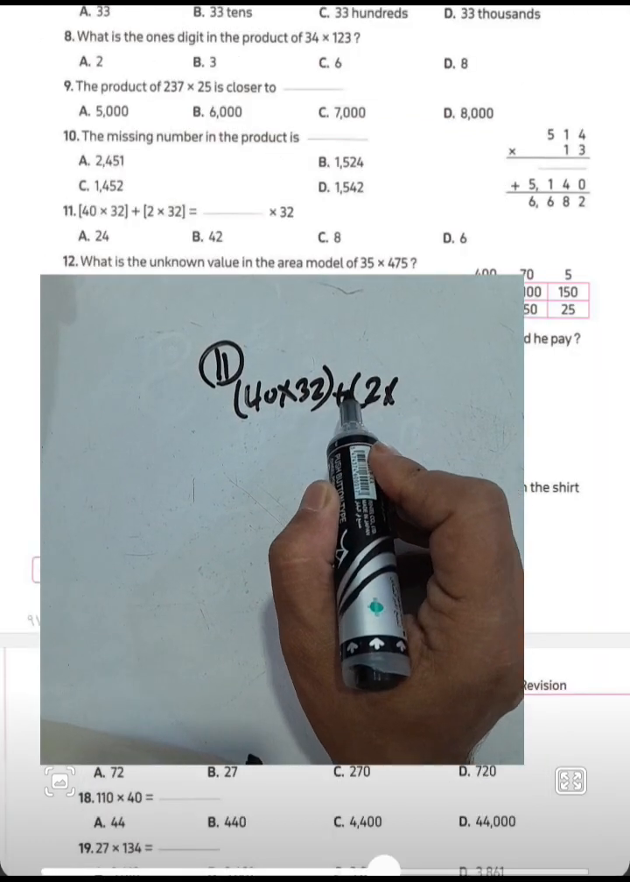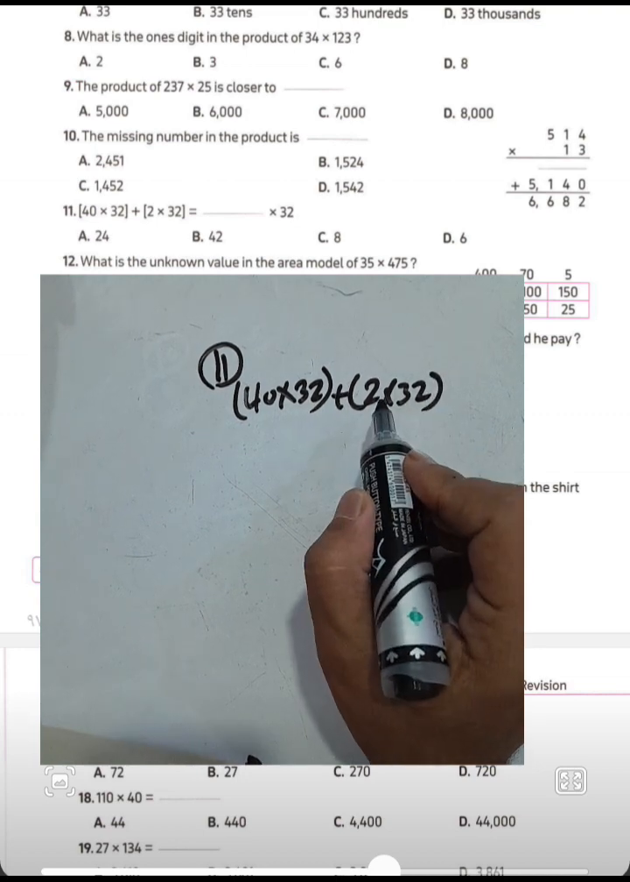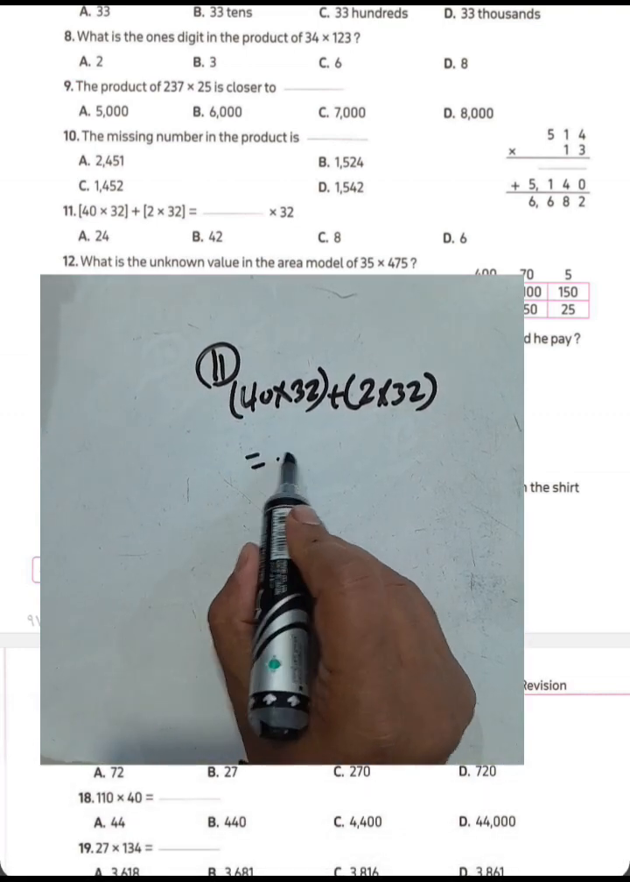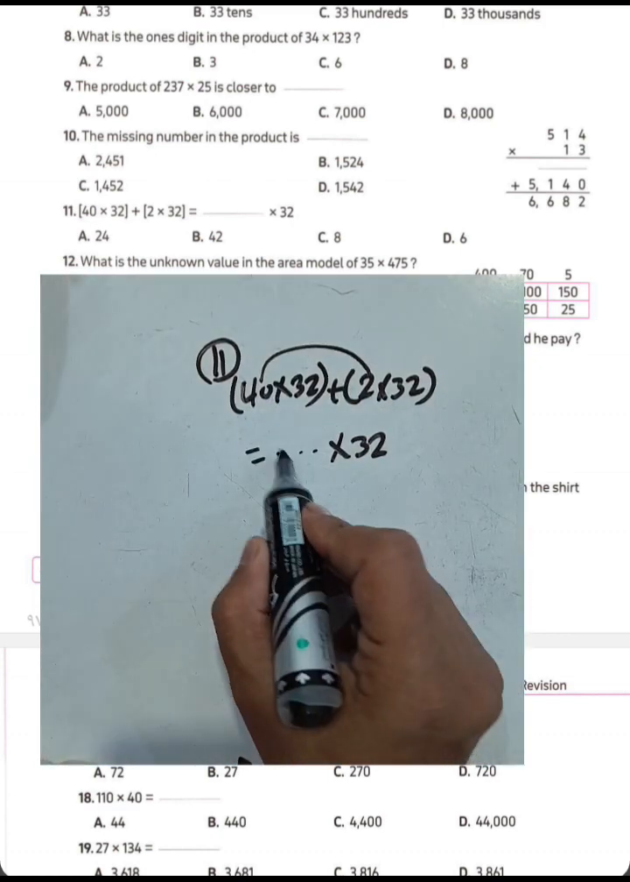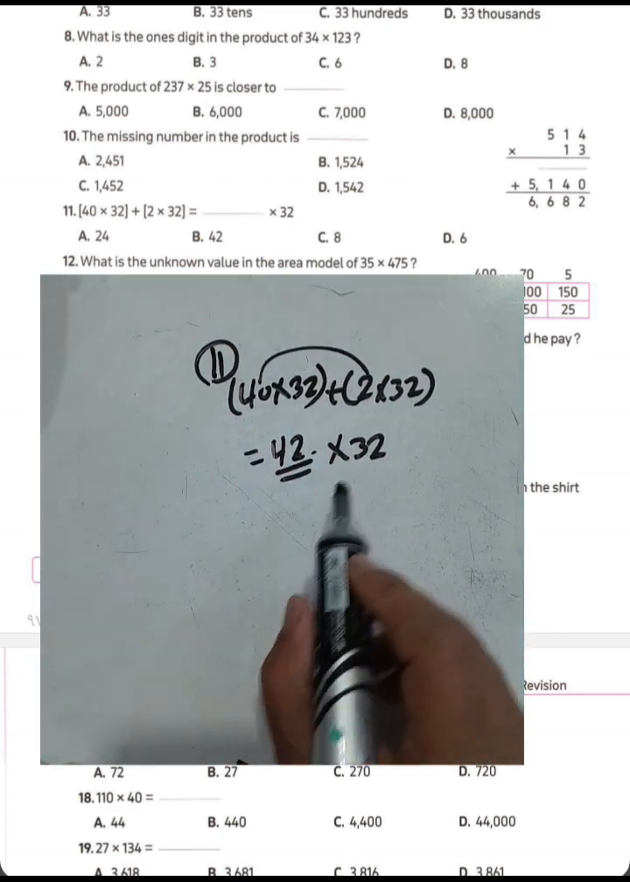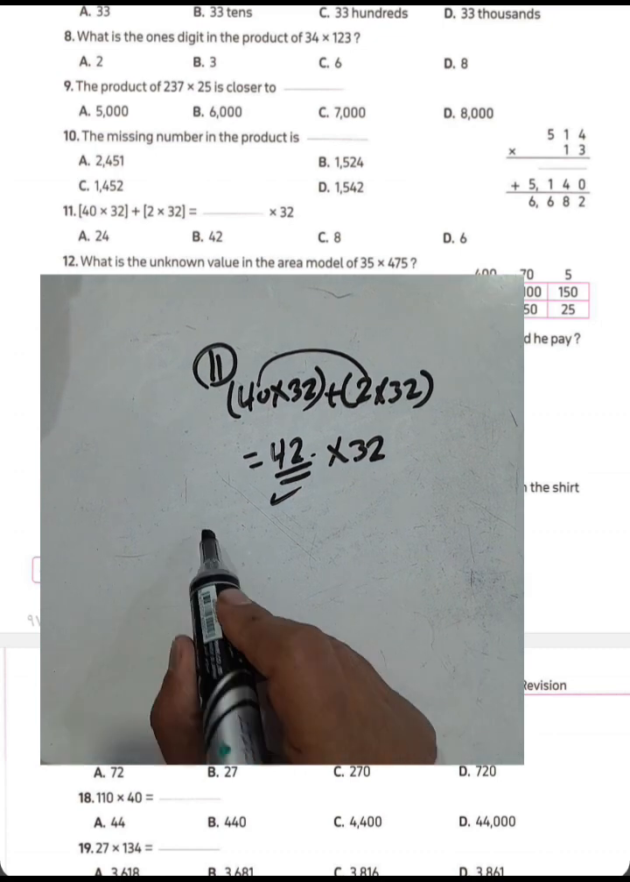Question 11. 40 times 32 plus 2 times 32 equals space times 32. We must add 40 to the digit 2. 40 plus 2 equals 42. Write 42 in the space.